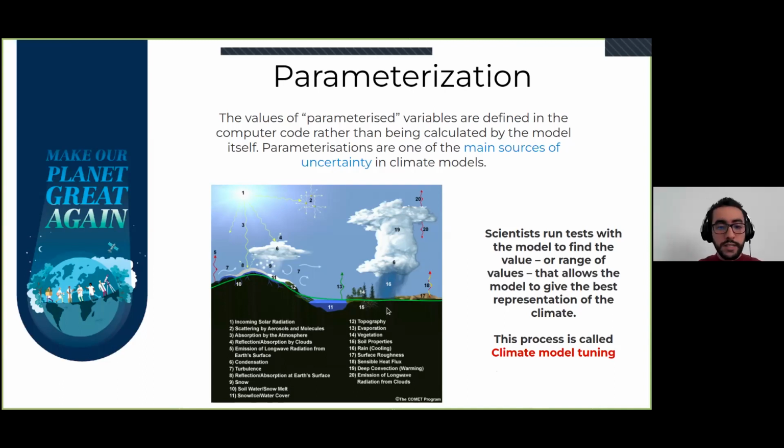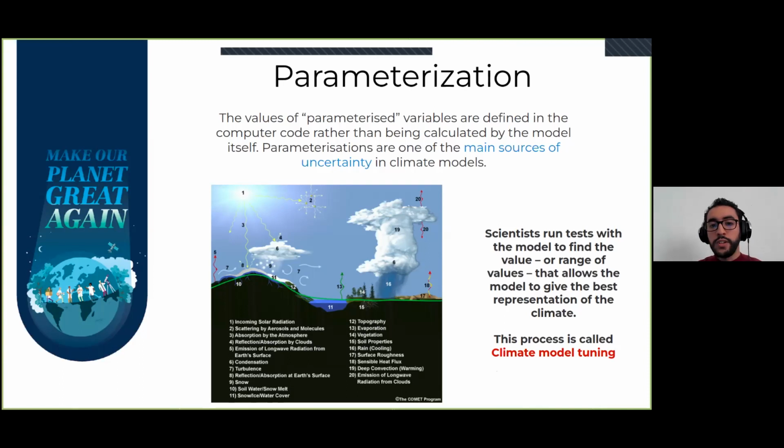Here I'm showing some examples, and I've talked about some of them, like the reflection, absorption by cloud, the effect of soil properties, the effect of evaporation, etc. So all of these, scientists or researchers did try to replace them with these so-called parameterizations.